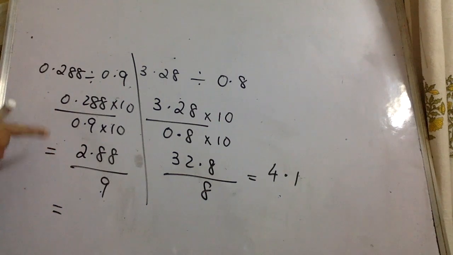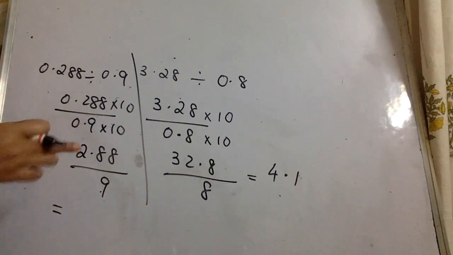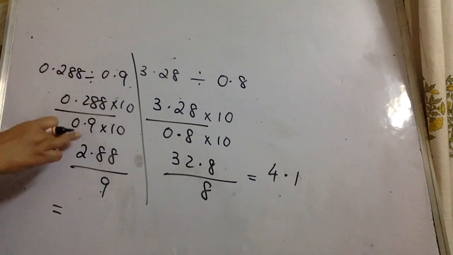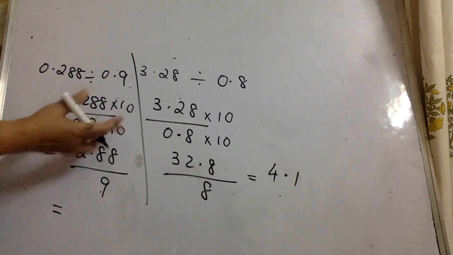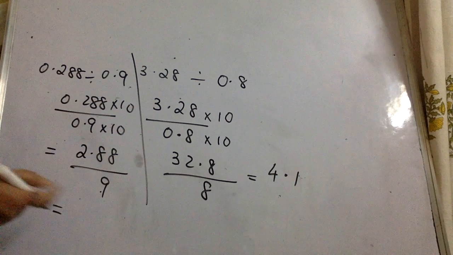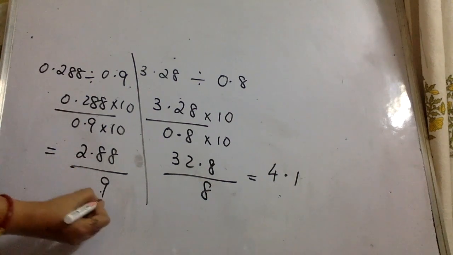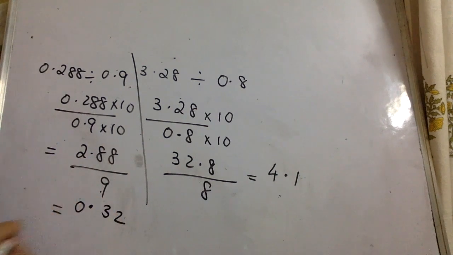Remember, in some sums you might even have to multiply with a 100 or even 1,000. Supposing this is 0.92, then you need 100 here and 100 there. You can't manage with a 10. Now write the point. 9 threes are 27, that makes it 182... 0.32 is my answer.